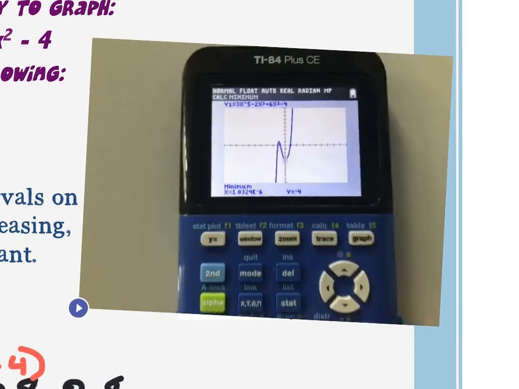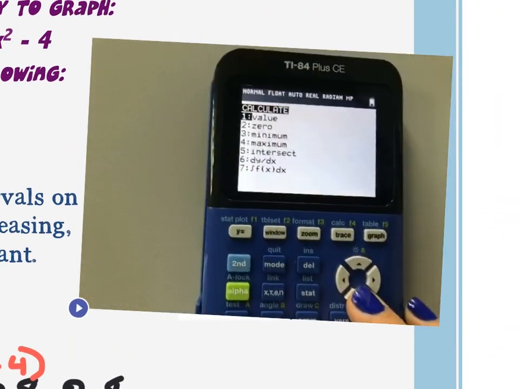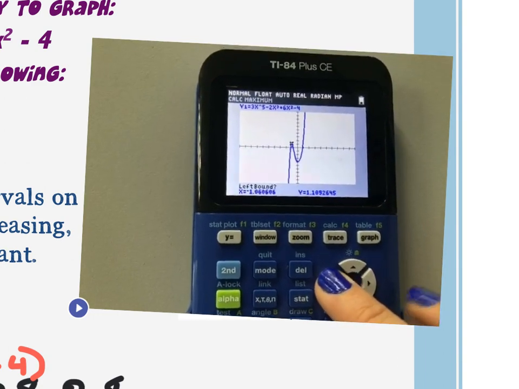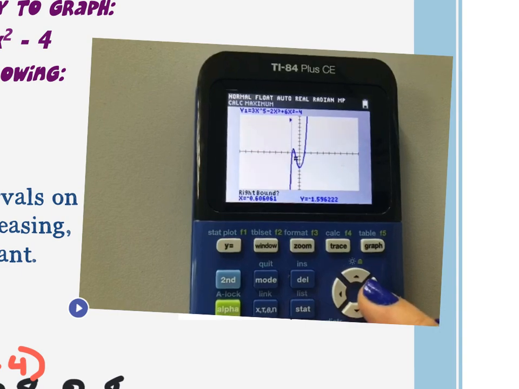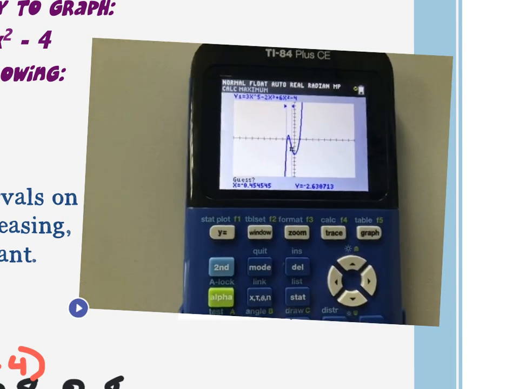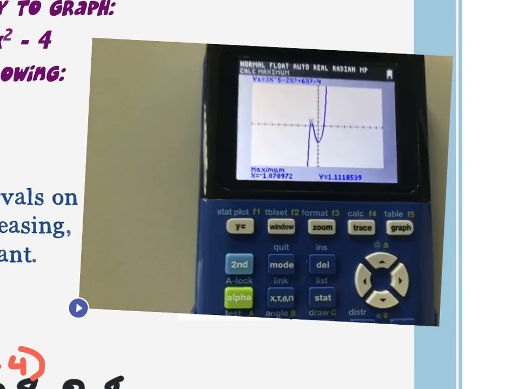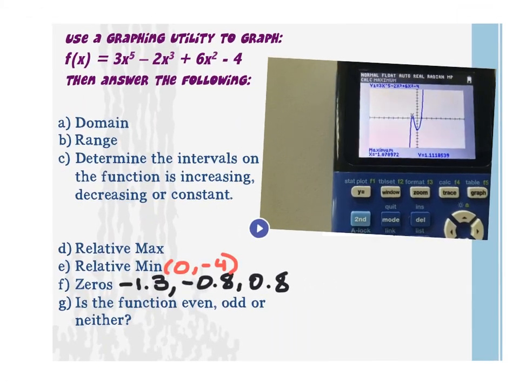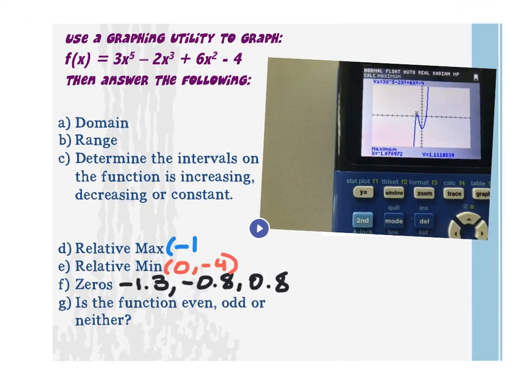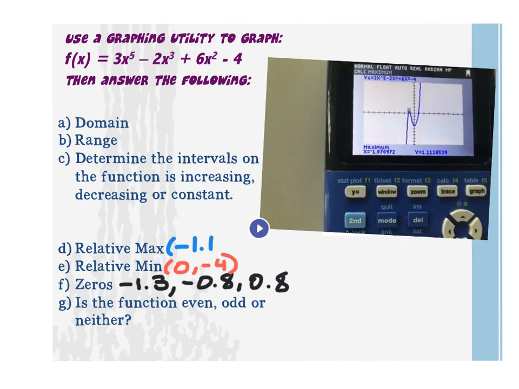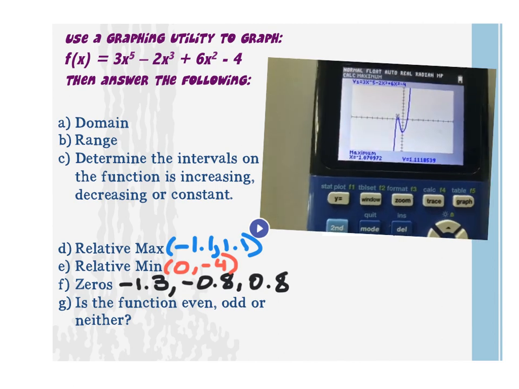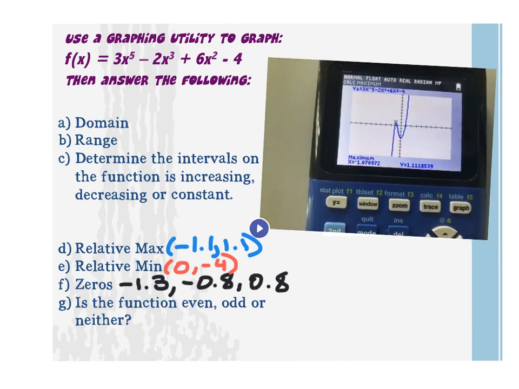And then I'm going to do the same thing for the maximum. So second trace, this time I'm going to pick maximum. And I'm going to the left of my max, to the right of my max, hitting yes to guess or enter to guess, and it says maximum is negative 1.07 and 1.1. So negative 1.1, because that's what that rounds to, and 1.1. Good so far.